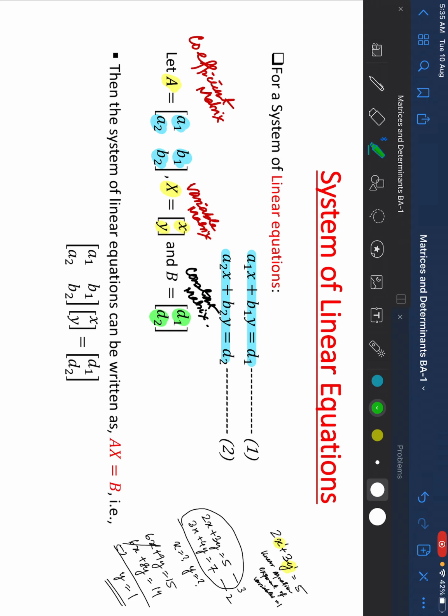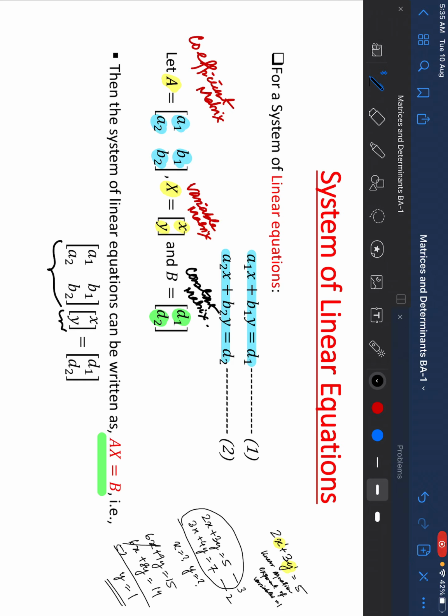Now how can I represent the system of linear equations with these three matrices? We're going to represent it like this: AX is equal to B. This is how we represent. So what is my A? This is my A, the coefficient matrix. And what is X? This one is the variable matrix, and that is equal to d1 d2. You see a1x plus b1y is equal to d1, a2x plus b2y is equal to d2.